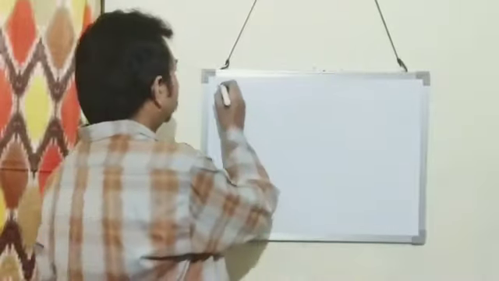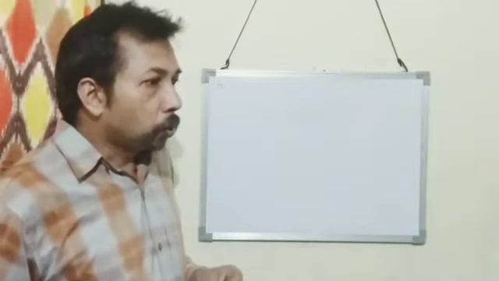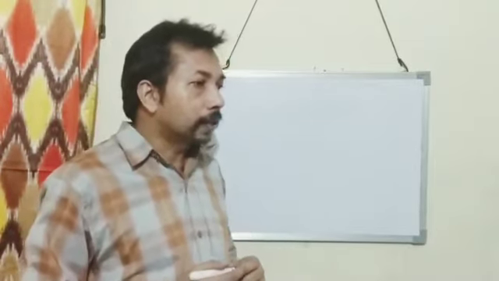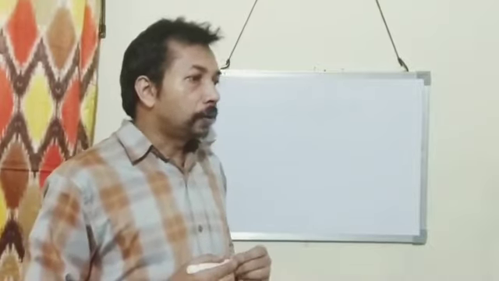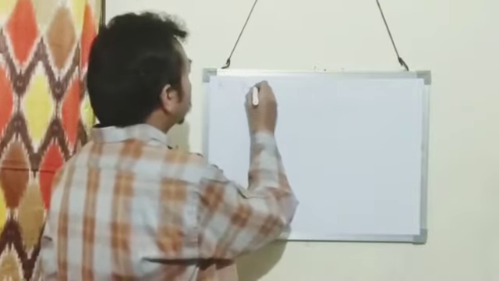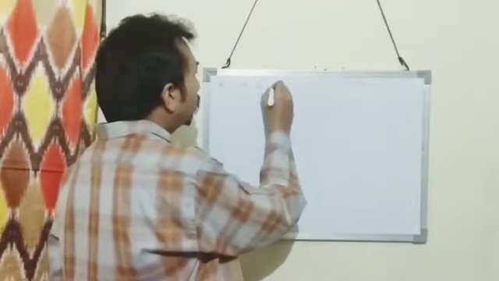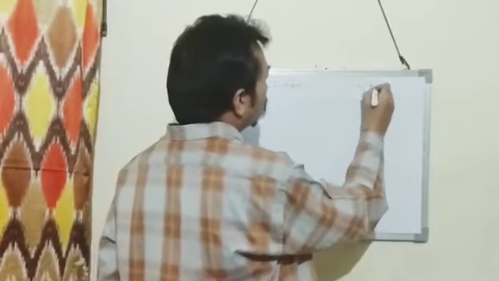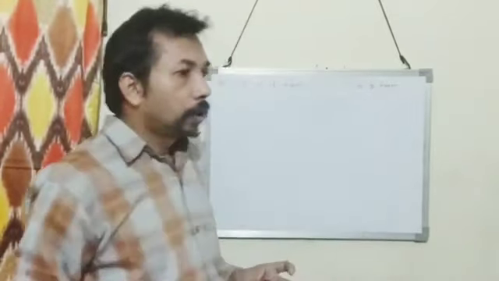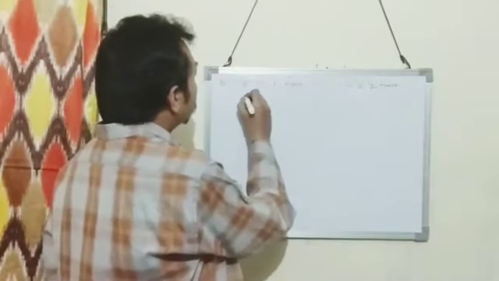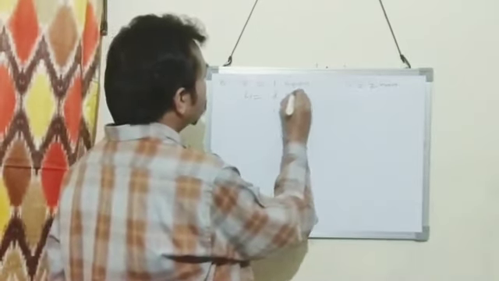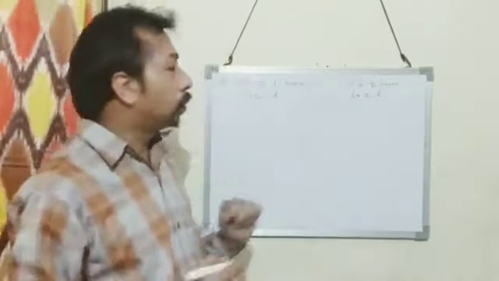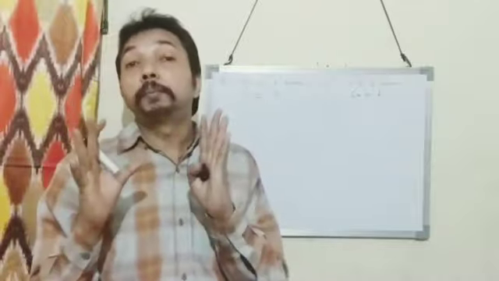Question number 8. Two wires of the same material and same length have radius 1 millimeter and 2 millimeter. The radius of the first wire is 1 millimeter and the radius of the second wire is 2 millimeter. The length is the same in both cases.